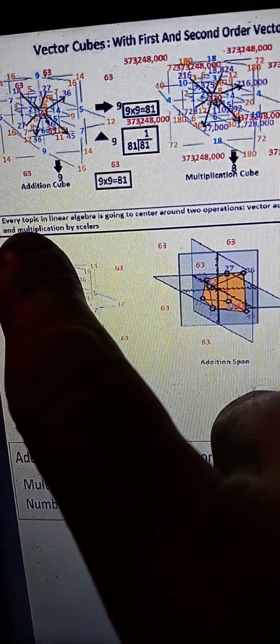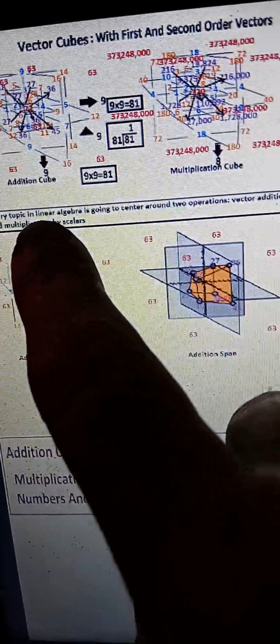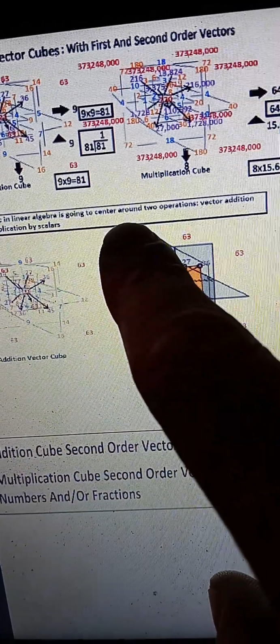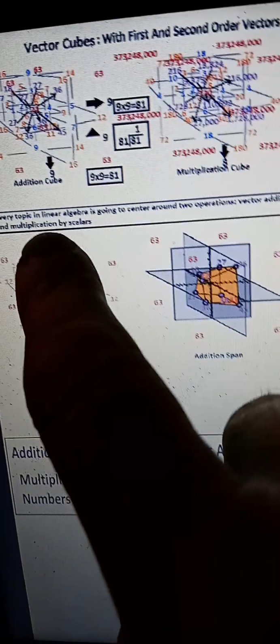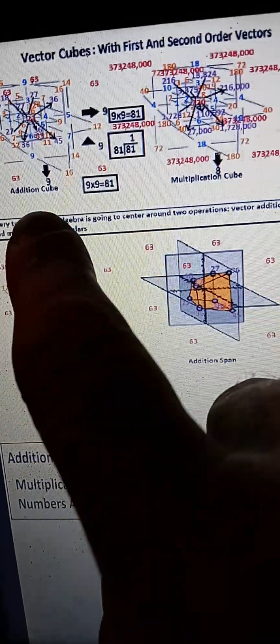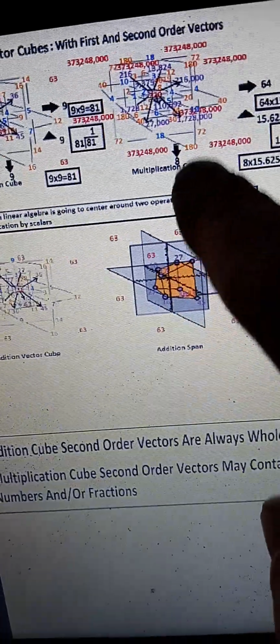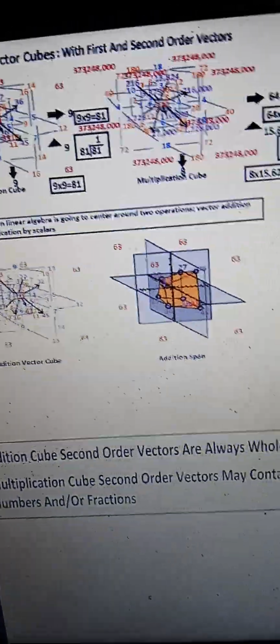And I'm taking a line from something I read. Every topic in linear algebra is going to center around two operations, vector addition and multiplication by scalars. This is an addition cube. This is a multiplication cube.